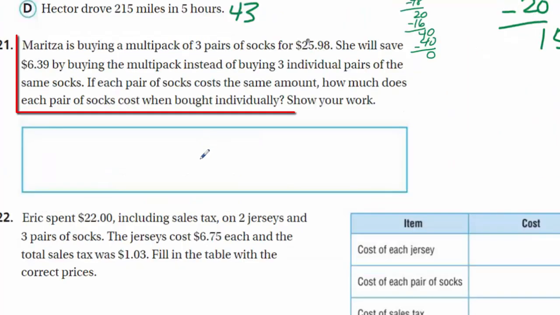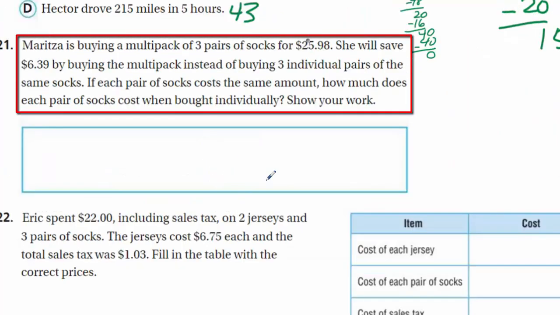Woohoo! Let's go to Maritza is buying a multi-pack of 3 pairs of socks for $25.98. It says she will save $6.39 by buying the multi-pack instead of buying 3 individual pairs of the same socks. If each pair of socks costs the same amount, how much money does each pair of socks cost when bought individually? Show your work. Interesting.